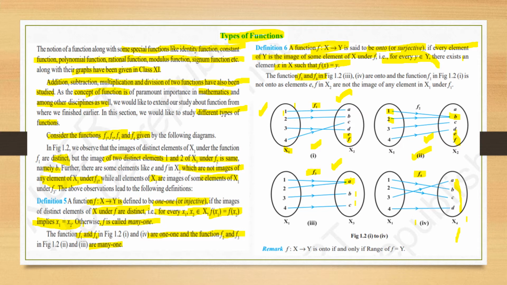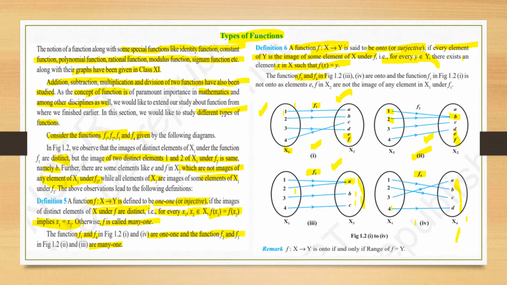Okay, they both are onto. Why? Because all the elements here are the image of some element of this set x1. So that means, looking at the codomain set, every element in that codomain is the image of some element of this.